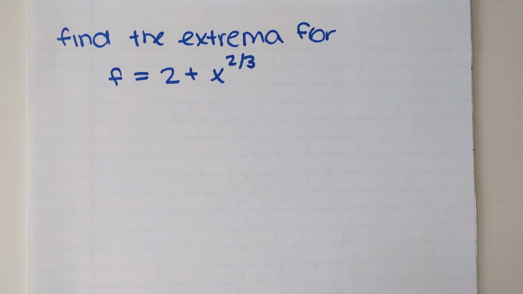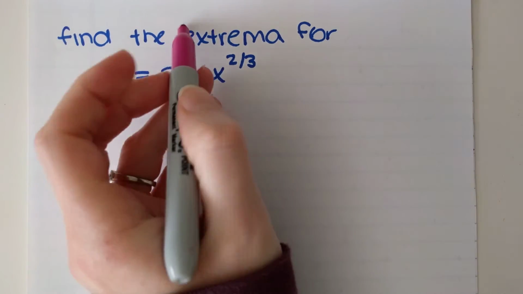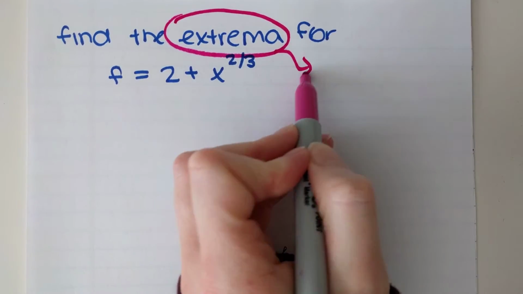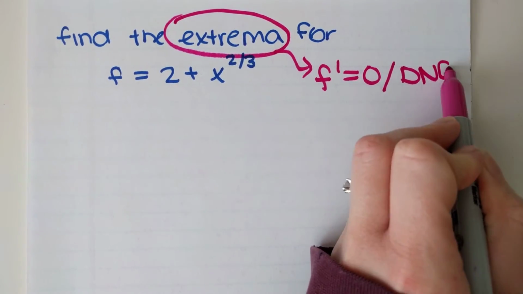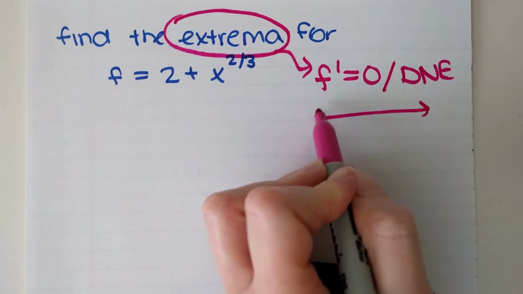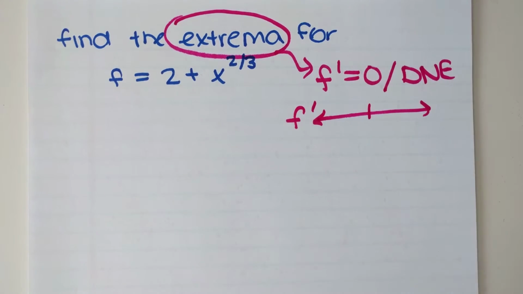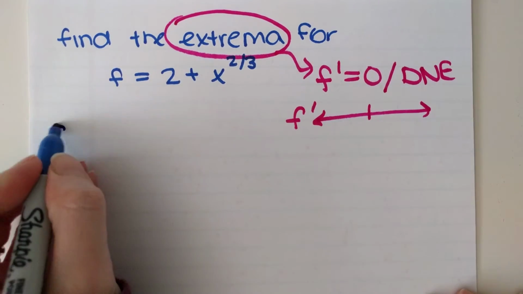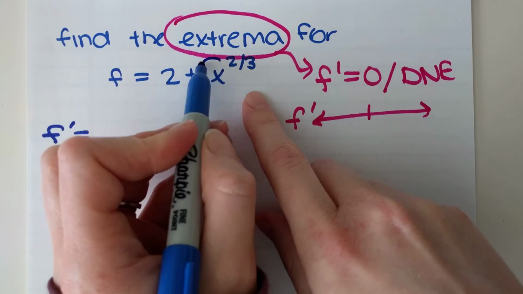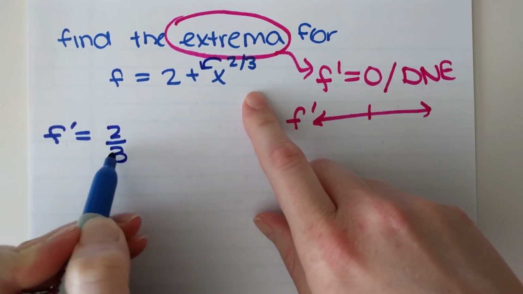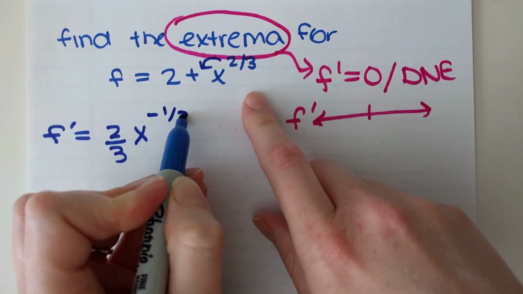This one, again, the first thing to notice is that we're trying to find extrema. So anytime we're looking for extrema, we're usually looking at where the derivative is equal to 0 or does not exist, and then drawing a number line with our critical numbers labeled. Now, when we take the derivative here, the derivative of the standalone constant 2 goes to 0, and then the 2/3 comes down, and then we'll have x to the negative 1/3.